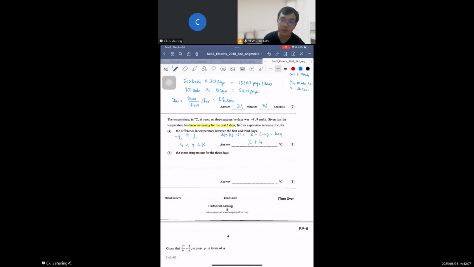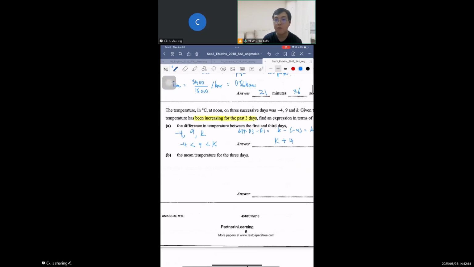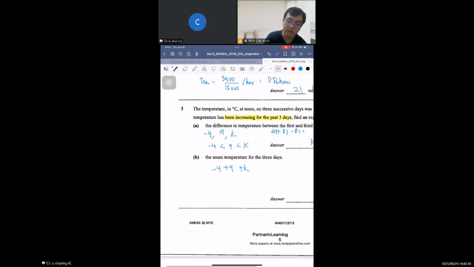And then for question B, we're going to find the mean temperature for the 3 days. When we say mean, we take the total and divide by the number of days. So how are we going to find the total? To find the total, we're going to add up all the temperatures, right? So negative 4 plus 9 plus k.